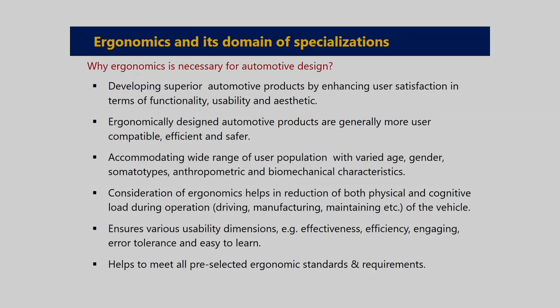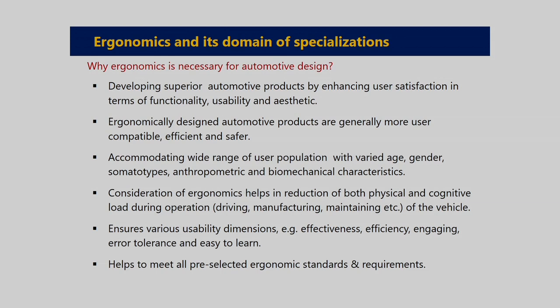Now, why is ergonomics necessary for automotive design? Firstly, developing superior automotive products by enhancing user satisfaction in terms of functionality, usability as well as aesthetics. Ergonomically designed automotive products are generally more user compatible, efficient and safe. Accommodating a wide range of customer or user population who have variation in terms of age, gender, somatotypes, anthropometric and biomechanical characteristics. So, all of them have to be accommodated in the automotive product.